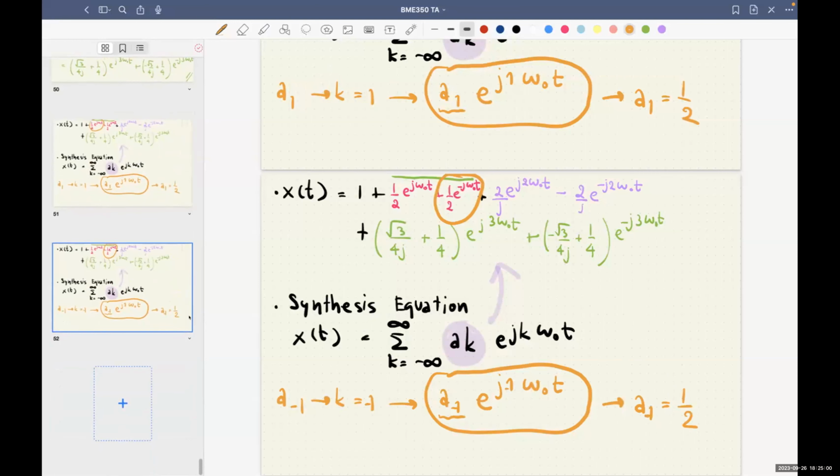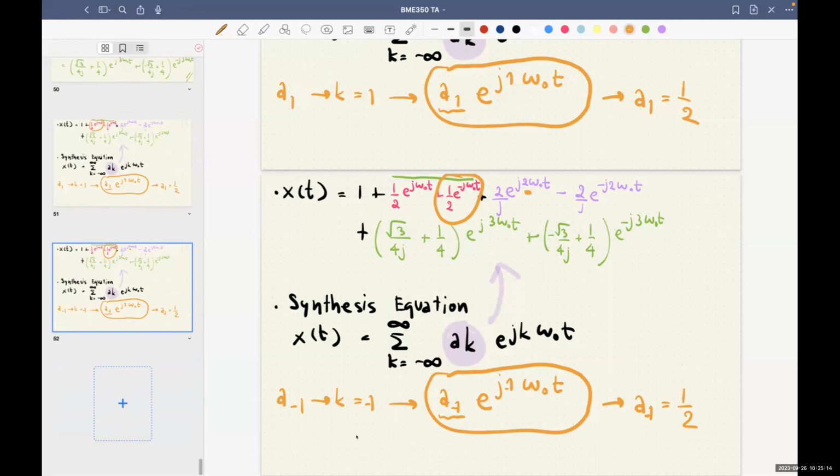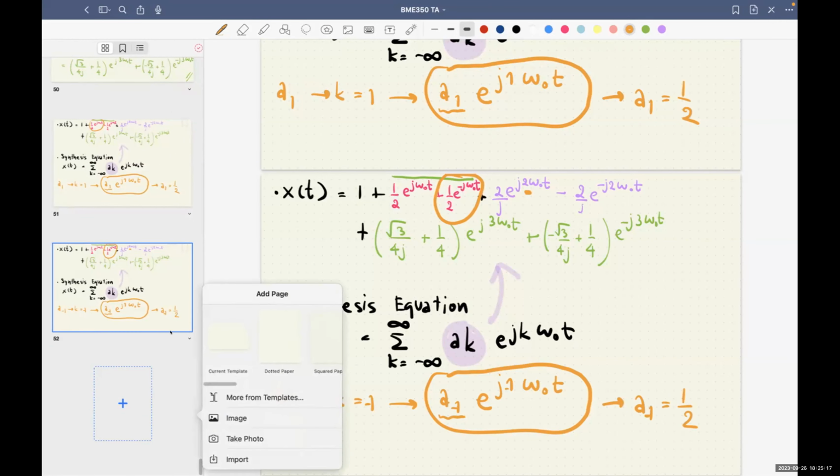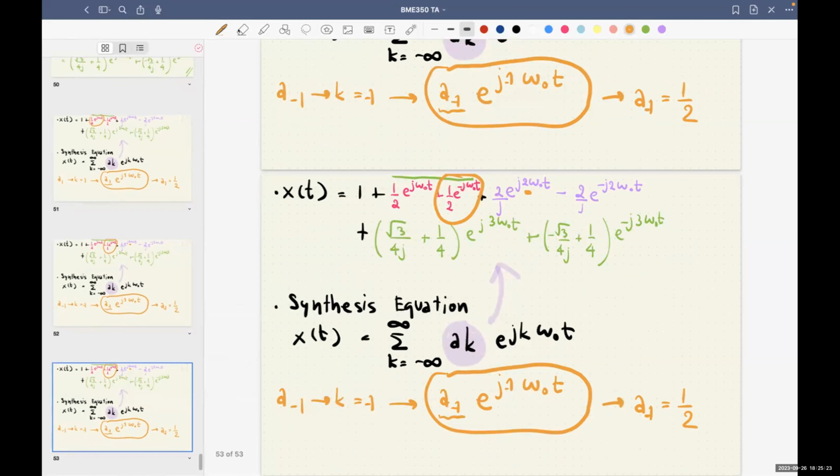Now look at this term. Can anyone help me? What should I set my k to in this case? Shout out or type. 2. Thank you, Jade. That's right. Now let's look at a_2. At a_2, that means our k equal to 2, a_2 e to the power of j 2 omega t.